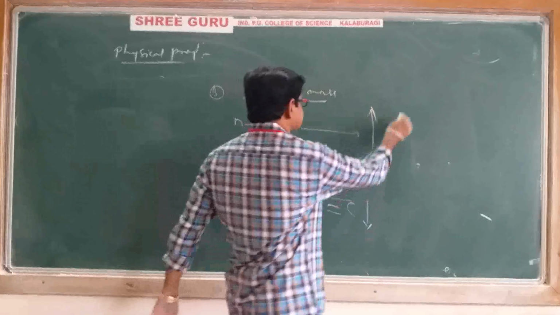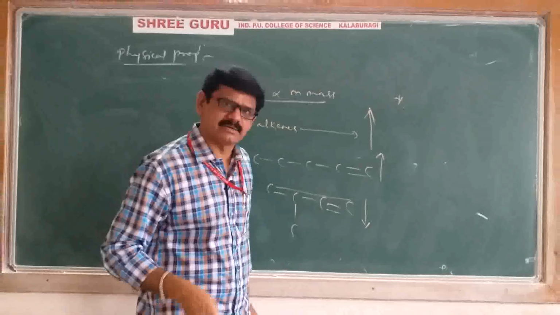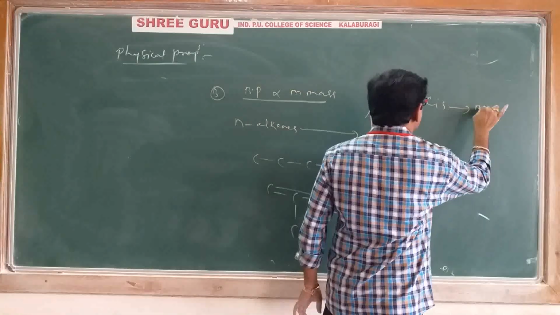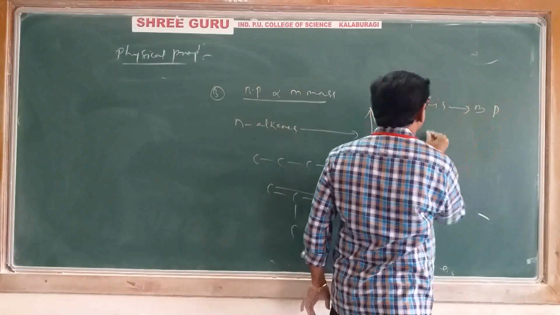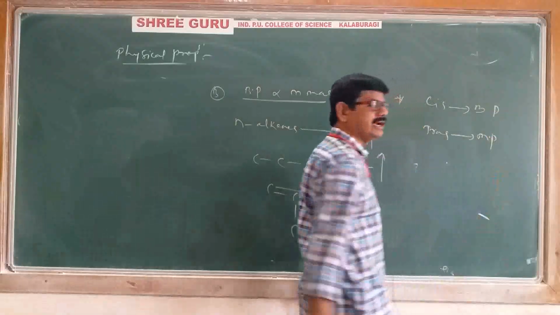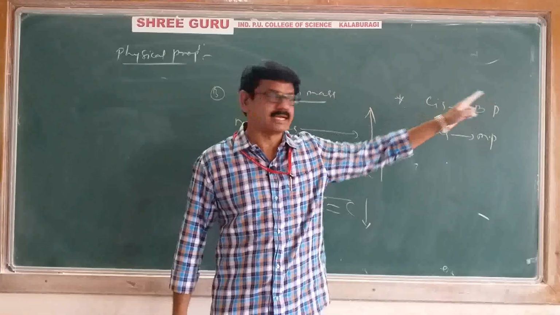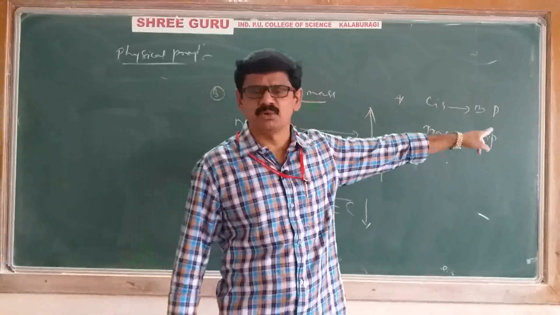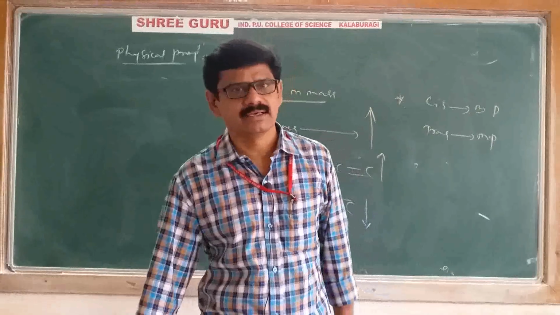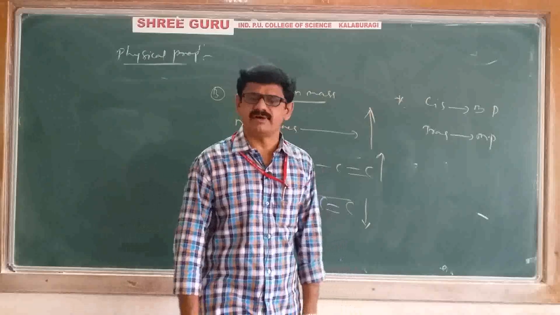Next point, which we have already discussed in geometrical isomerism. Generally the cis isomer has a higher boiling point, but the trans isomer has a higher melting point. This is already known to you. Cis isomer boiling point is more and trans isomer melting point is more, and we have already given its authentic reason. Okay, right. These are some physical properties of alkenes.